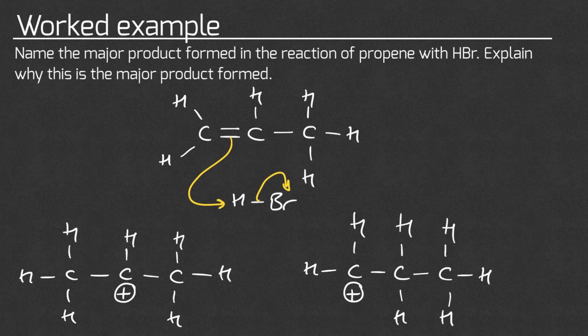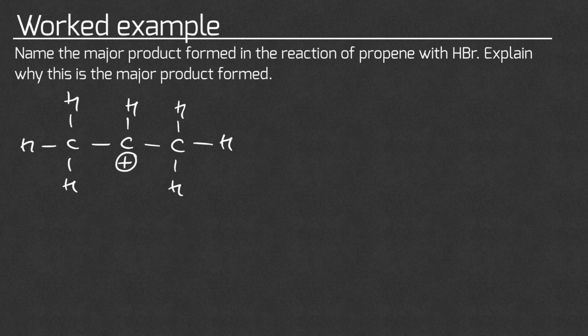We'd then need to decide which was the most stable carbocation intermediate. Using what we've just learned, this carbocation intermediate here has got two carbon groups attached to it, while this one here has only got one. Therefore, this is a secondary carbocation, and this is a primary carbocation. We know that secondary carbocations are more stable than primary carbocations, so the mechanism will carry on, but using this intermediate here. We'll now carry on with the second stage of the mechanism.